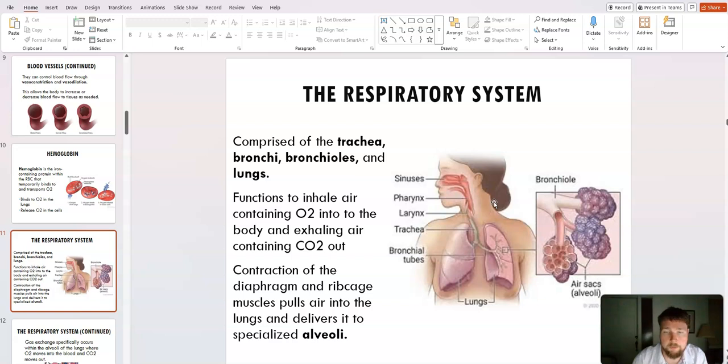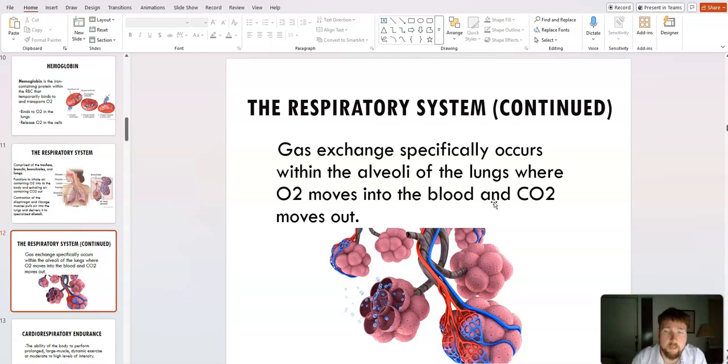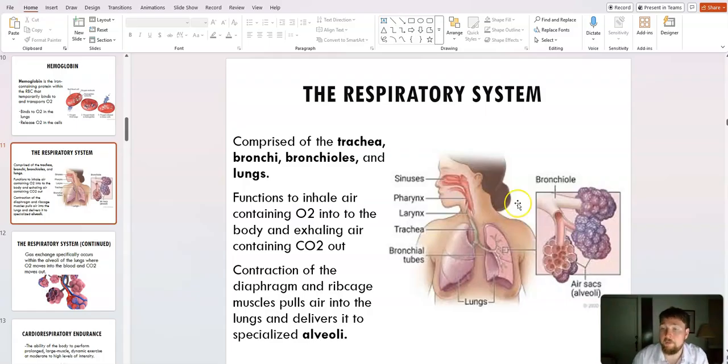You got the respiratory system. It's made up of the trachea, the bronchi, the bronchioles, and the lungs. The trachea, also known as the windpipe. And what you have here, this is called the alveoli. These little tiny air sacs, and if you see here, the alveoli, you have the bronchioles, and then they branch off into the alveoli.